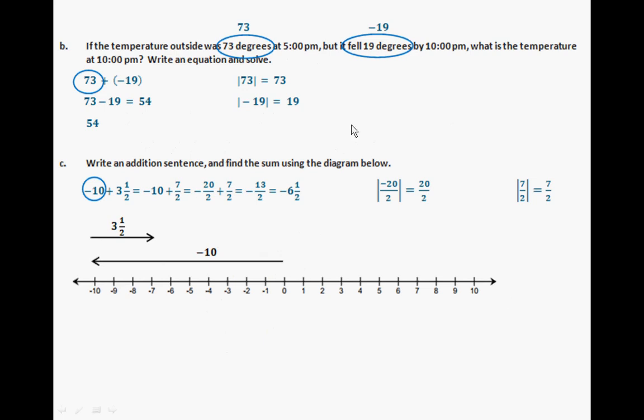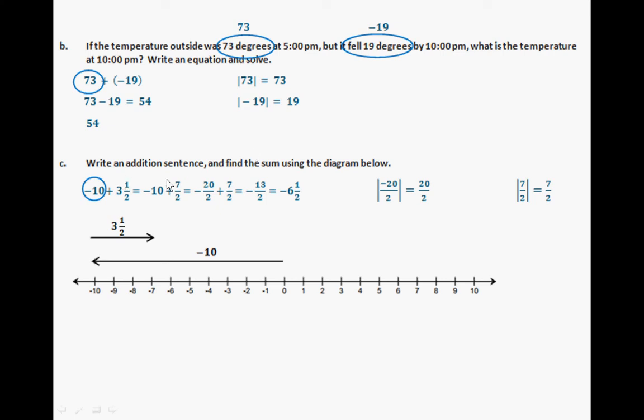For part B, circling a rise of 73 degrees and a fall of 19 degrees, that represents 73 and negative 19. Since 73 is our longer arrow and it's pointing to the right, we know that our answer is going to be pointing to the right also. And again, show the absolute value of 73 and the absolute value of negative 19. It's really important to show this process of finding the absolute values of these numbers, because this is going to come in handy when we start talking about subtraction also.